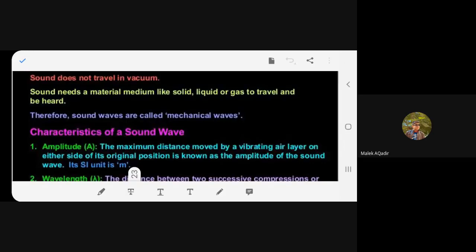Sound does not travel in vacuum. Sound needs a material medium like solid, liquid, or gas to travel and be heard. Therefore, sound waves are called mechanical waves.